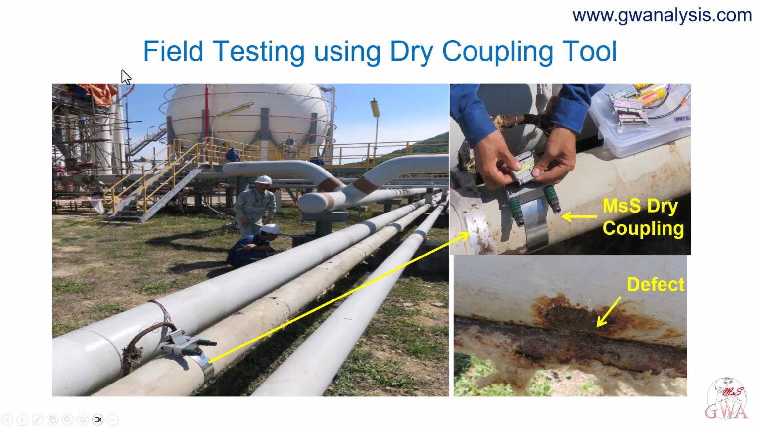This shows field testing using the MsS dry coupling tool. These photographs are from a demonstration at a refinery, performed to prove the capability on their own lines. Look at where the tool is installed, between the heat tracer line and the pipe. The insulation and the tracing stayed in place on the insulated line.